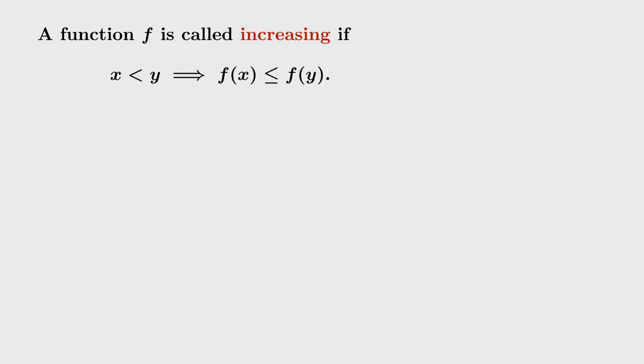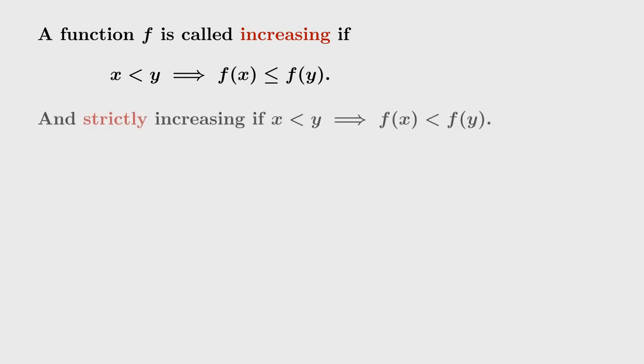Let's now discuss monotonicity properties of functions. The word monotonicity refers to increase or decrease. A function is called increasing if it satisfies this condition. Roughly speaking, if the argument is bigger, then the value of the function is bigger. It's called strictly increasing if the inequality is strict.